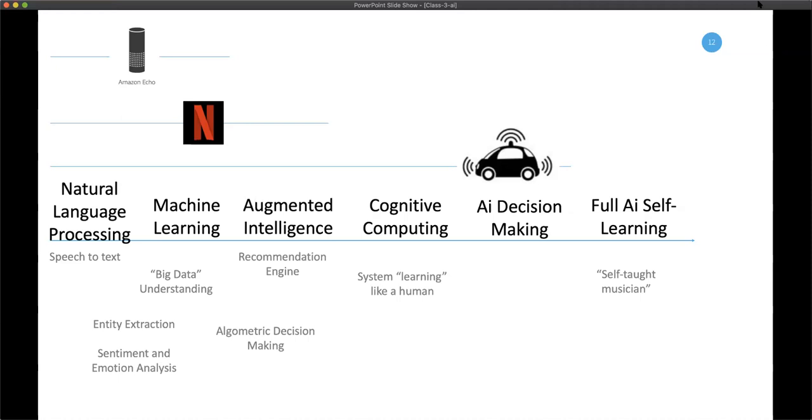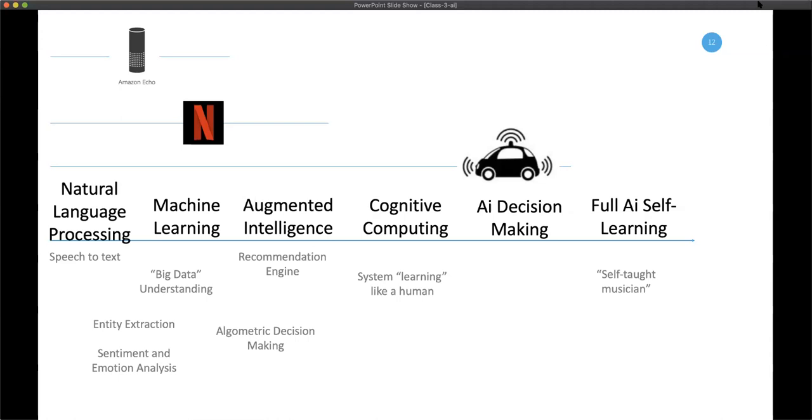So natural language processing, that is, as we've said, the ability to infer and understand. So something like Amazon Echo, and it uses machine learning to deliver that information back. But something like Netflix is just using the machine learning part to deliver what you should watch next, or you like this, therefore you'll like that.